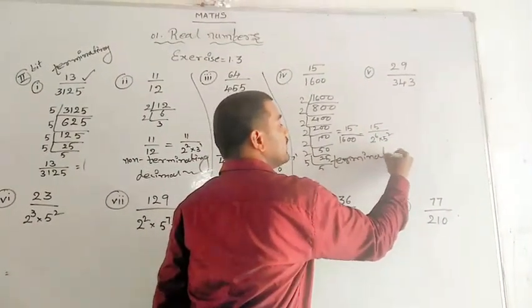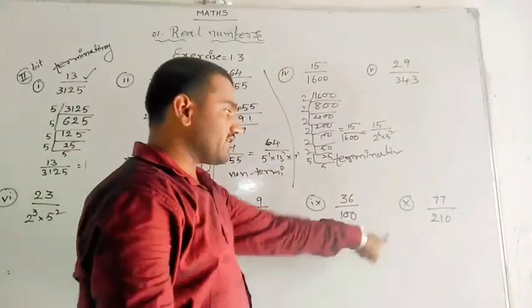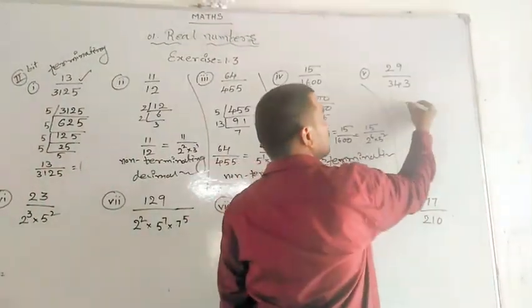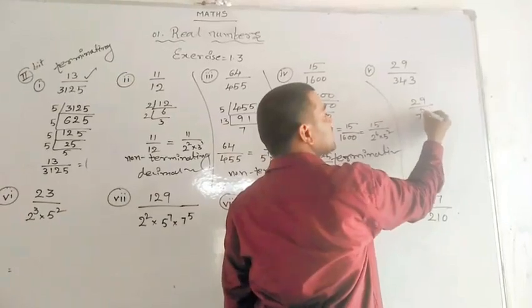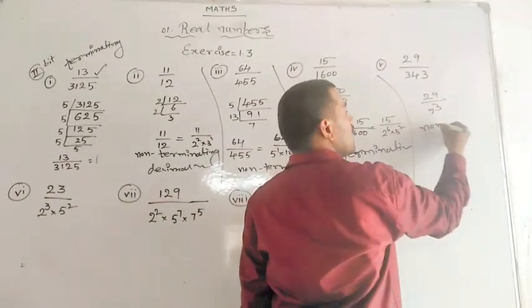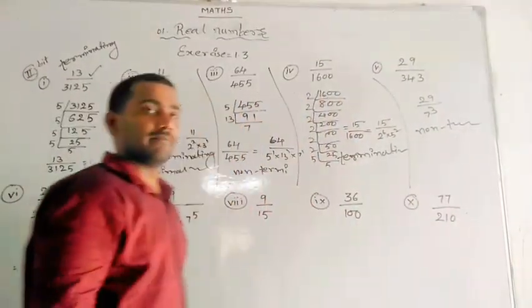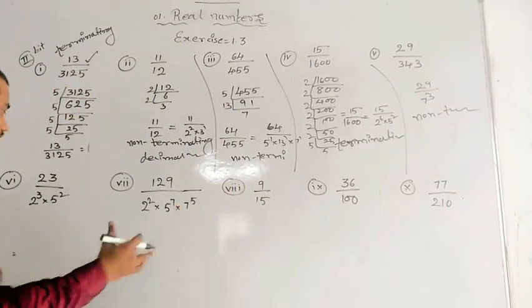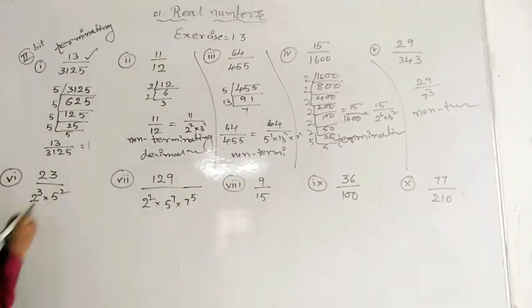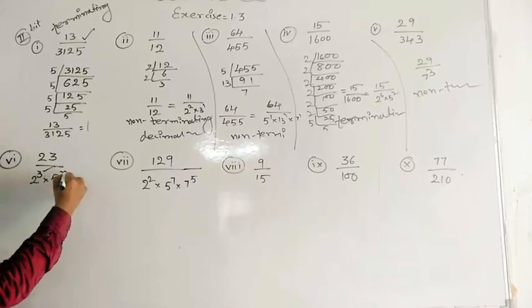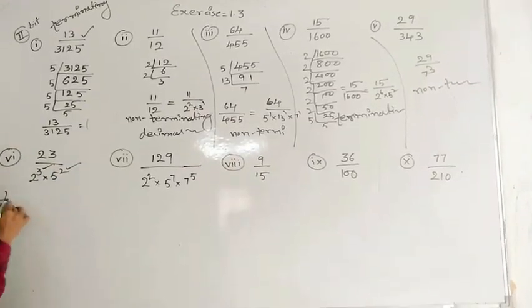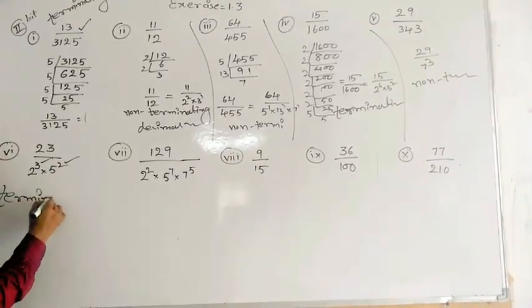Terminating decimal number. Similarly, I have to try for this. See, 29 by, factorize this to get 7 cube, and this is a non-terminating decimal number. 7 cube is not in the form of 2 to the power of n. And here directly we can say that it is of the form 2 to the power of n into 5 to the power of m. So it is a terminating decimal number.